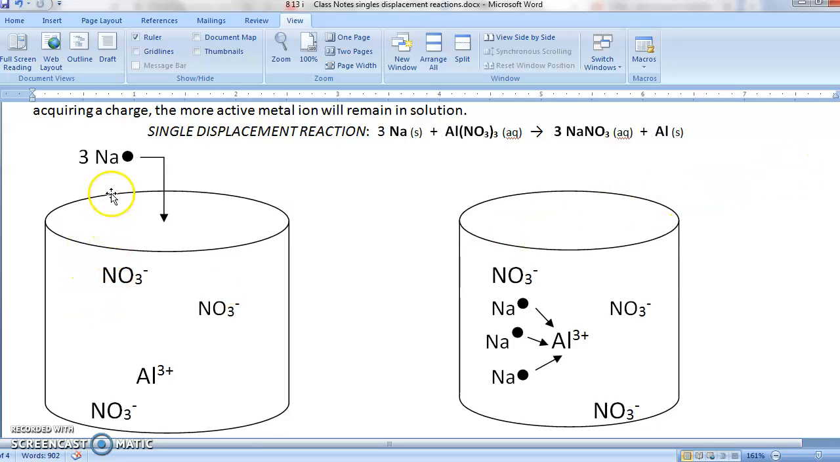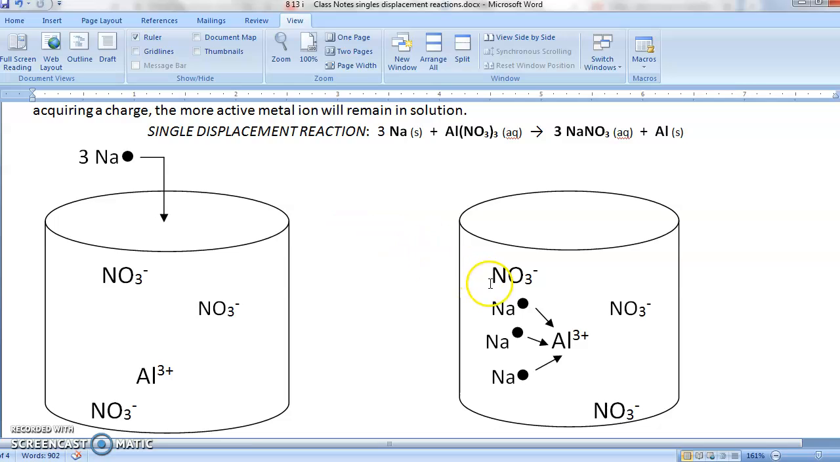In this container right over here, we see sodium atoms being dropped into a solution containing aluminum, which is 3+, and 3 nitrate ions. So there's 3 sodiums being dropped into a solution of aluminum nitrate. Again, aqueous means that it is in solution, that water has pulled the aluminum off the nitrate ions, and they're flowing freely throughout the solution.